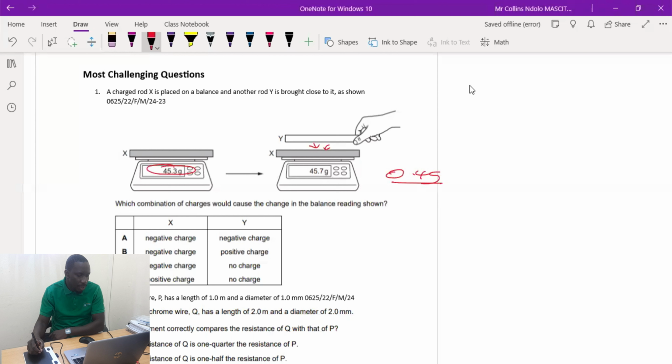So let's look at the choices. When I look at choice A, X is negatively charged, Y is negatively charged. I don't need to read the next one. I don't want to waste time. So my answer is B.